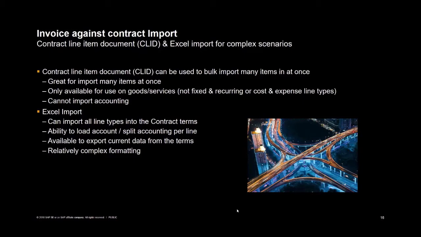You can only import goods and services, not the fixed and reoccurring or cost and expense line types, and it doesn't allow for you to import the accounting data either. And so after you import it, you have to manually go back and change that.